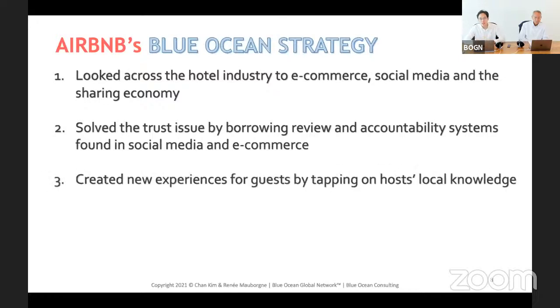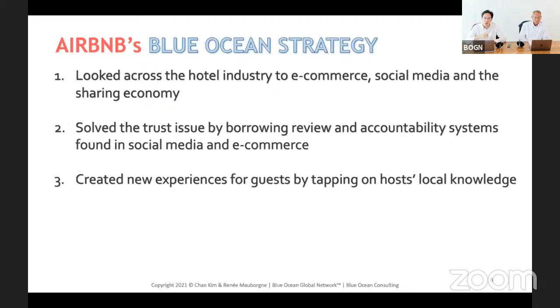And next, and this is more recent, they created new experiences for guests by tapping into the host's local knowledge. So it's not just about staying in an apartment. It's not just about enjoying the facilities in the apartment, but there's also a social component to it. The guests can come in, they can talk to the host, be friends, and then the host can take them around if they like.